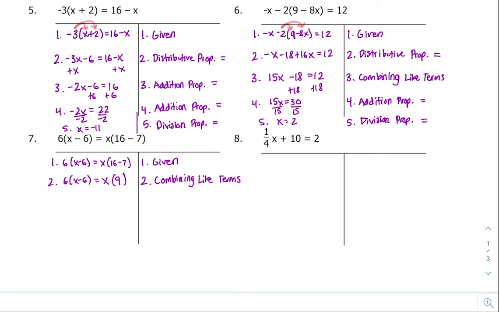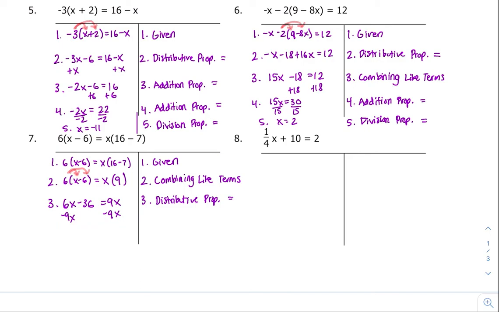Okay, now we have this right here, okay? So we have 6x minus 36, because 6 times x is 6x, 6 times negative 6 is 36, and this is 9x, right? So this one is distributive property of equality. Okay, next, I'm gonna get my variables on the left-hand side. So I'm gonna subtract both sides by 9x.